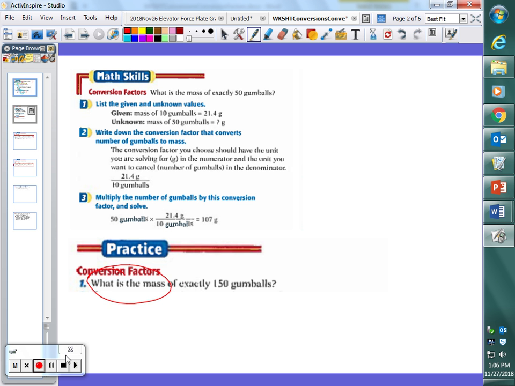The question says, what is the mass? So what unit should our final answer have? Grams, right? So we want to know how many grams we're talking about here. What information or what amount did they give us to start with? 150 gumballs, okay? So we're going to start with 150 gumballs. Conversion factors get rid of bad units and give us good units, or get rid of units that we don't want and leave us with units that we do want. So, if you would like, go ahead and put 150 gumballs just over 1.